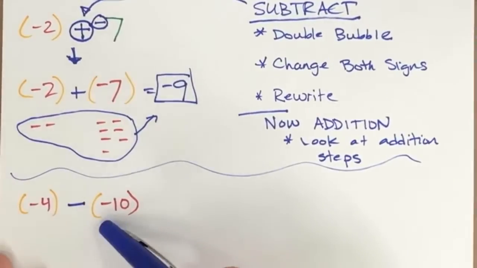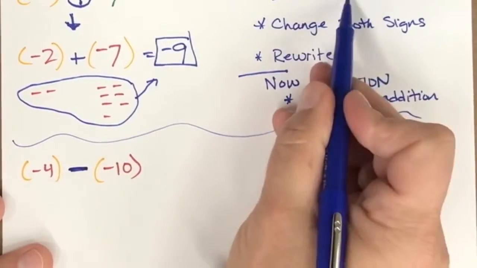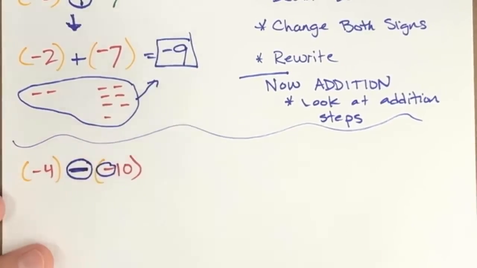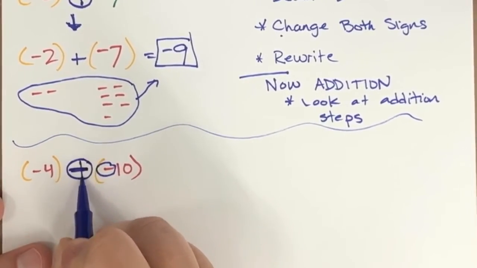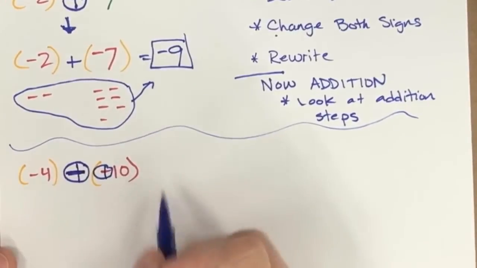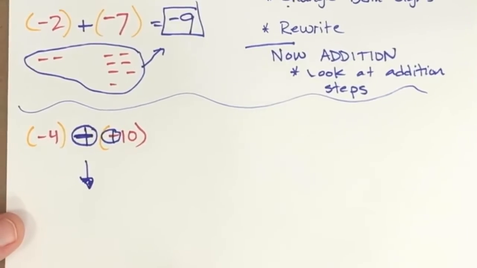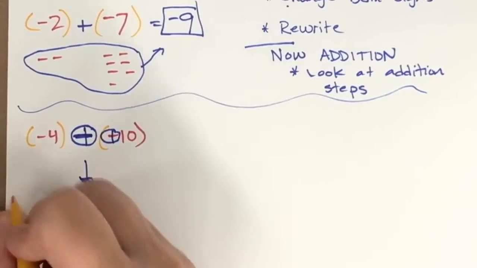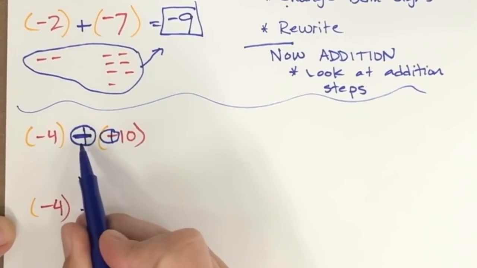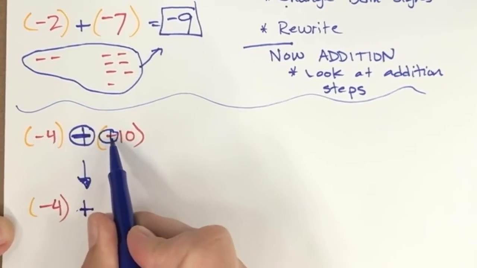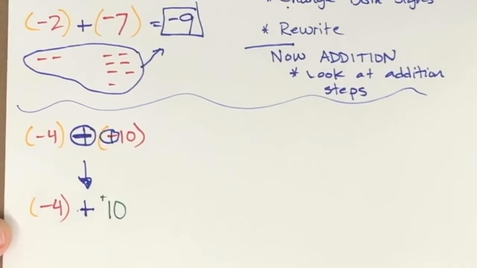Our steps are, if we see a subtraction sign, there's a subtraction sign right here, yes? Okay, so then we're going to double bubble. When we double bubble, then we're going to change both signs in the bubble. So this is a subtraction sign, becomes addition, negative becomes positive, and then we're going to rewrite it. So now we're going to rewrite this so that we can see everything nice and clear. We still have the -4. And now we are adding. So we have changed this, and what happens is when you add, whatever the other sign is becomes the opposite. So now this is a +10. So we are adding 10, or 10 positives.